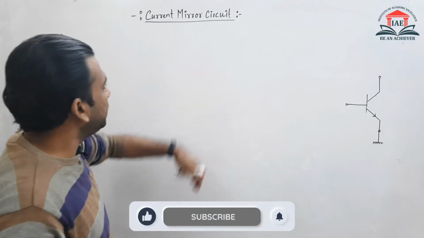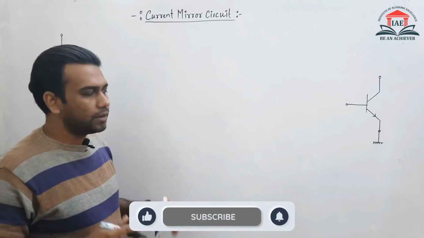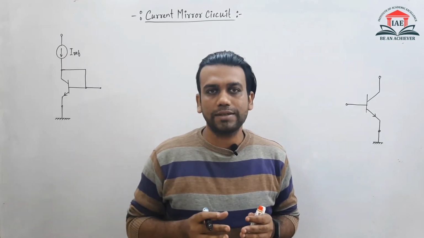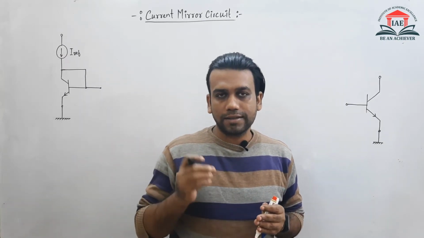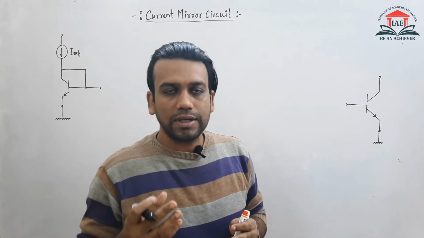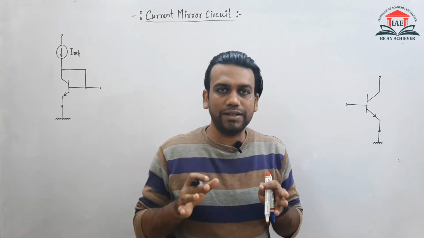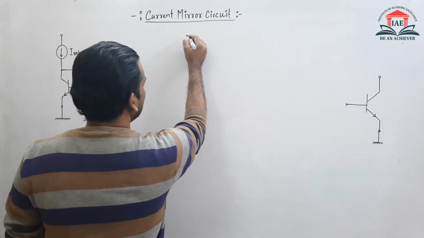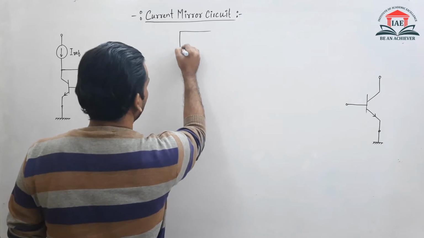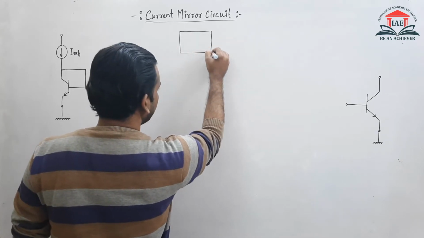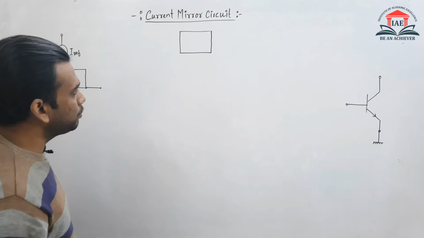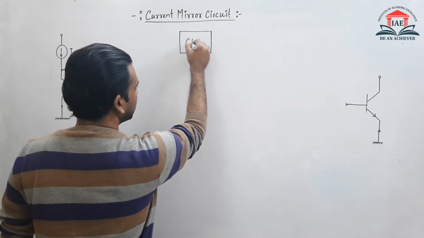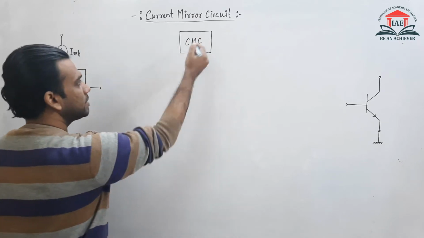So the name, current mirror circuit. What does it mean? The basic definition of the current mirror circuit is: a circuit whose output current will be the mirror image of the input current. So if we draw a block diagram of the current mirror circuit, let us name this current mirror circuit CMC, in short form.